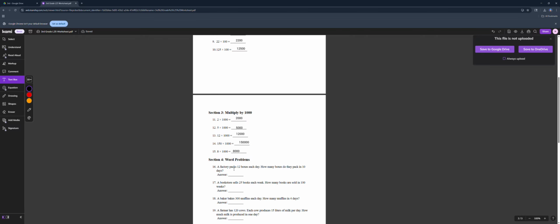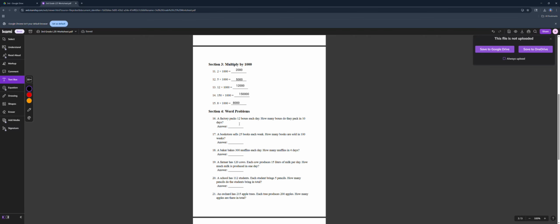Section 4, word problems. You have number 16 here. A factory packs 12 boxes every day. How many boxes do they pack in 10 days? So this is just basically 12 times 10. And we know that for 10, you could just put 1 zero in front of the number. So if we do 12 times 10, you get 120.